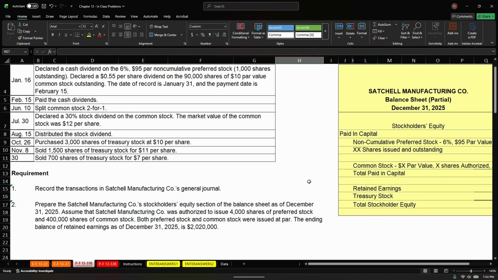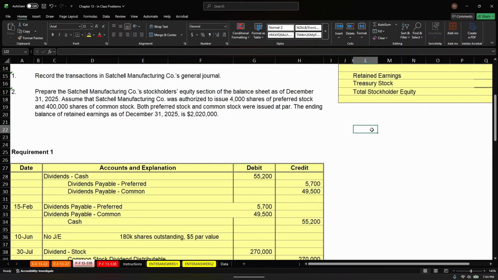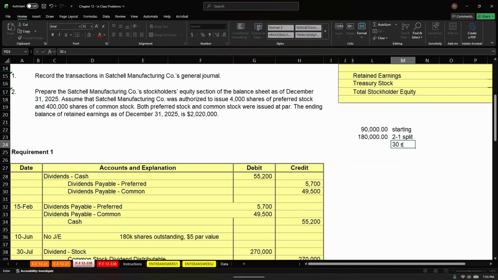Okay, so how many shares are outstanding? Okay, so let's do the math. Okay, so 90,000 we start with, starting. 2-for-1 stock split. We have this times 2. Okay, then we had a 30% stock dividend.